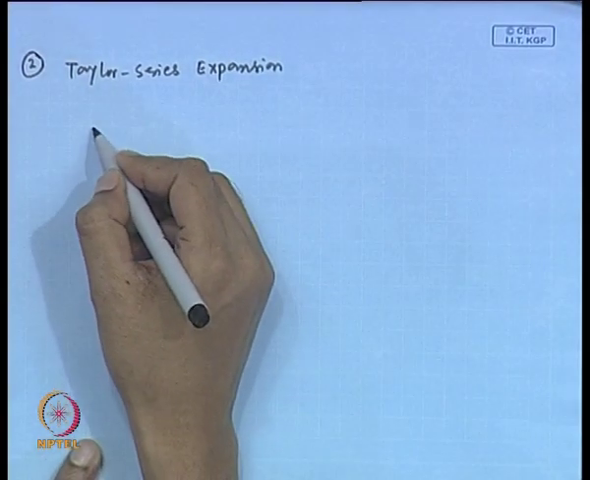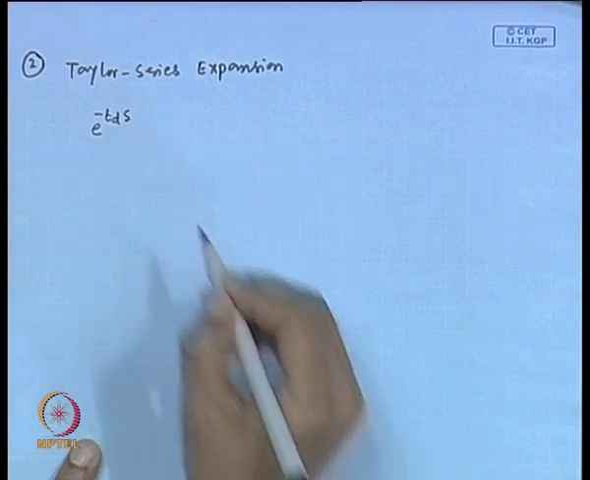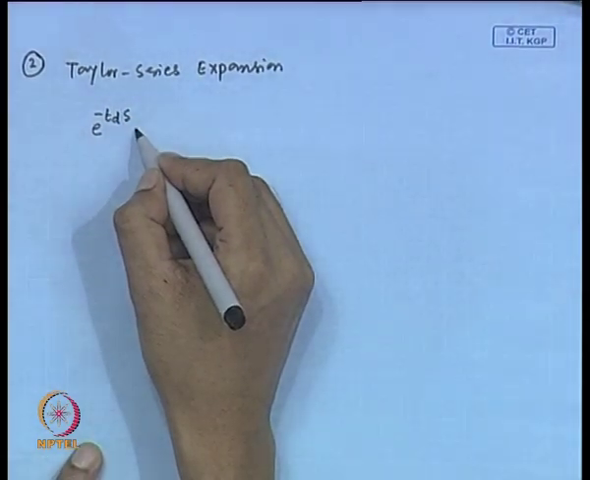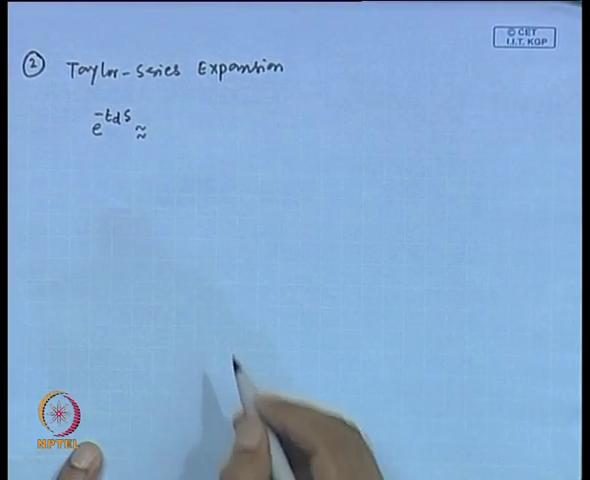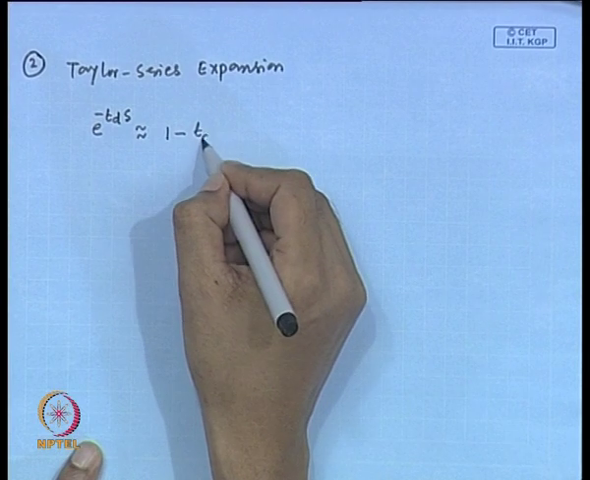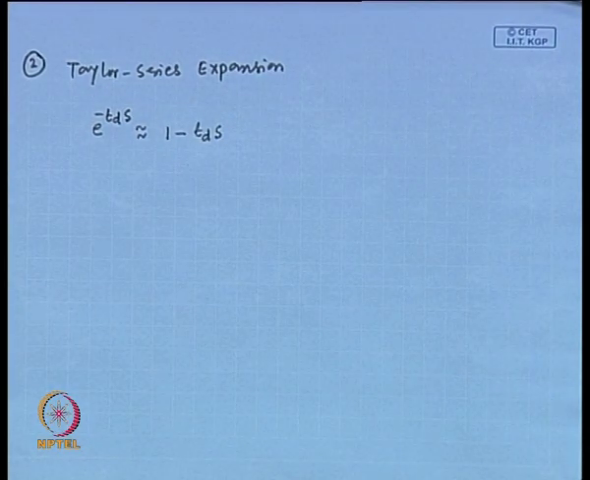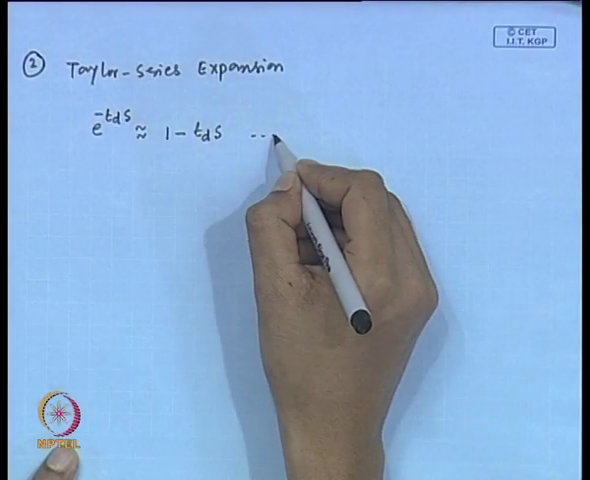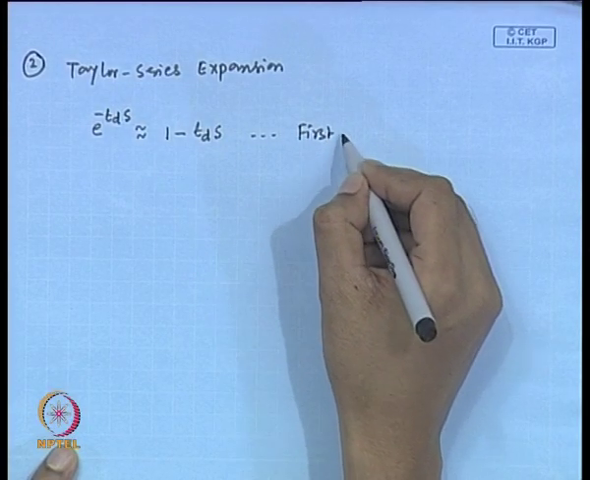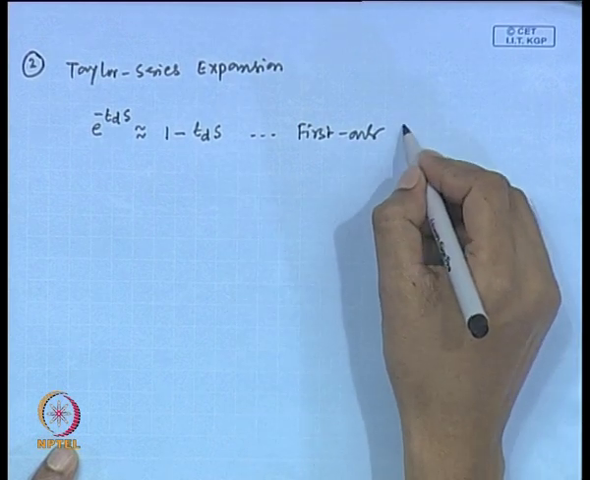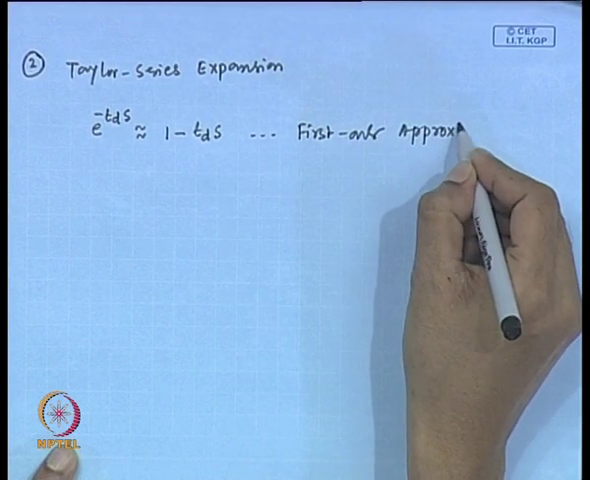According to this, the exponential of minus TDS is approximately equal to 1 minus TDS. This is also first order approximation. This is first order Taylor approximation.